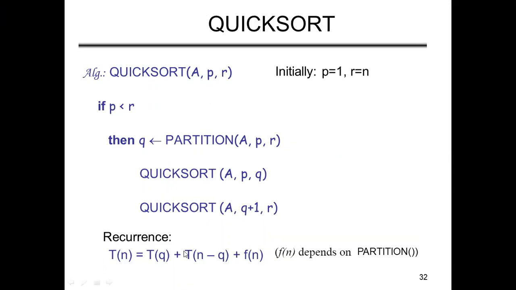What are T(q) and T(n minus q) here? T(q) is the time complexity for the first quicksort call on A, P, Q, and T(n minus q) is the time complexity for the second quicksort call. These two are recursive procedures, again calling the main procedure quicksort.